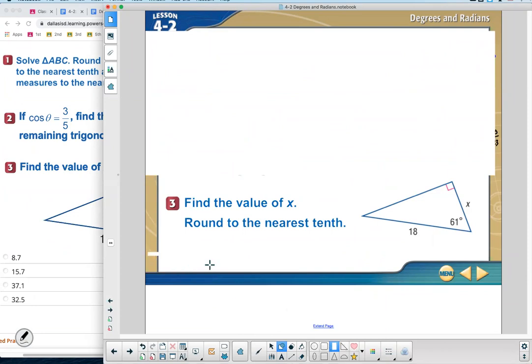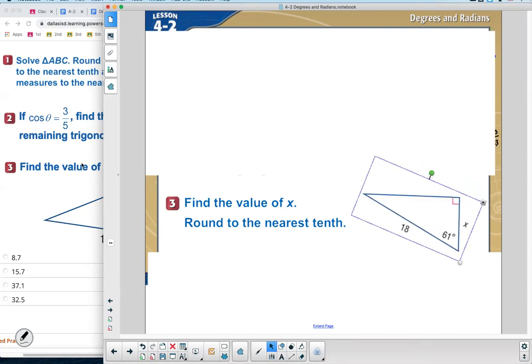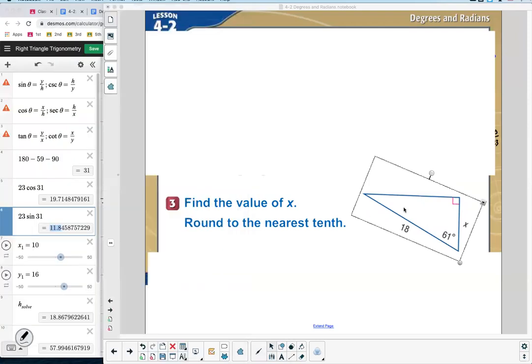Okay, number 3. It says find the value of x, round to the nearest tenth. Okay, first question for the class. Am I able to go straight to my trig functions? Let me pull those up. With it turned this way, could I enter values straight into my trig functions right now with this shape turned in this direction? No. No, very good. Why not?